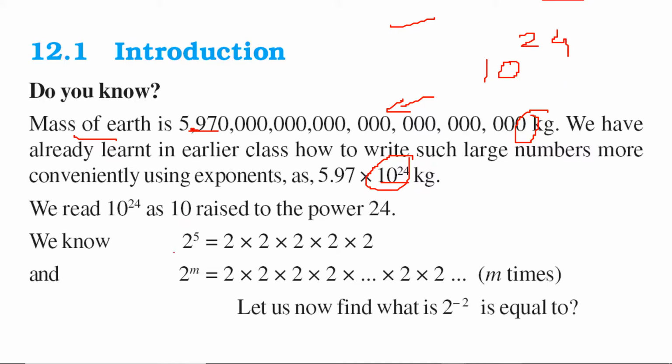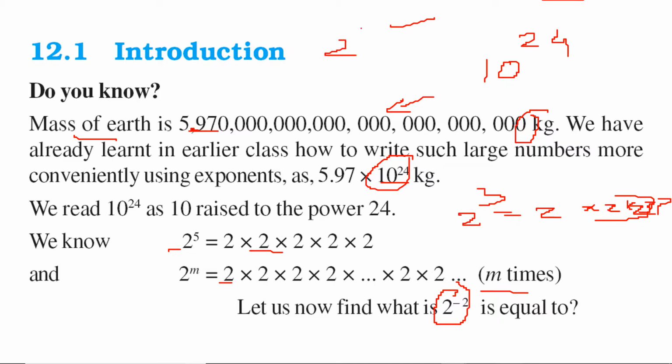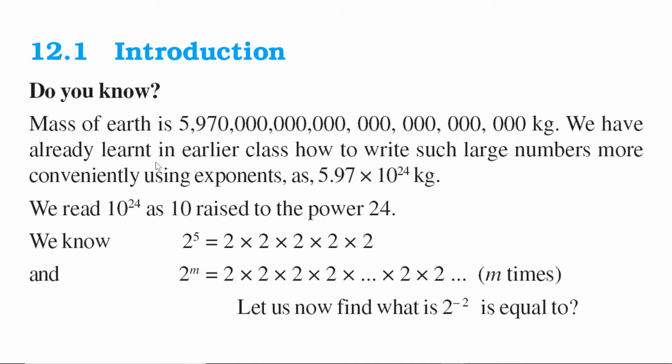Similarly, 2 to the power 5 is what? 2 into 2 into 2 into 2 into 2 means 2 multiplied 5 times. 2 to the power 3 is 2 into 2 into 2, so 2 multiplied 3 times. So 2 to the power 5 is this. In general, 2 to the power m is 2 multiplied m times. So what will be 2 to the power 2, and what will be 2 to the power minus 2? So 2 to the power minus 2 is nothing but 1 by 2 square. So this is just the reciprocal of the positive one.